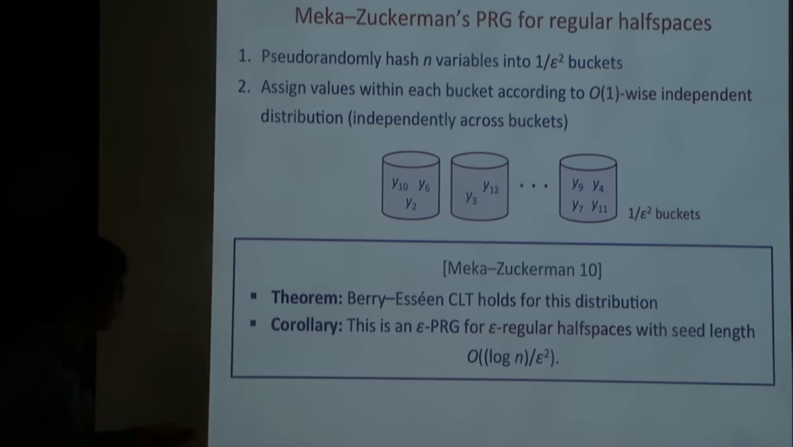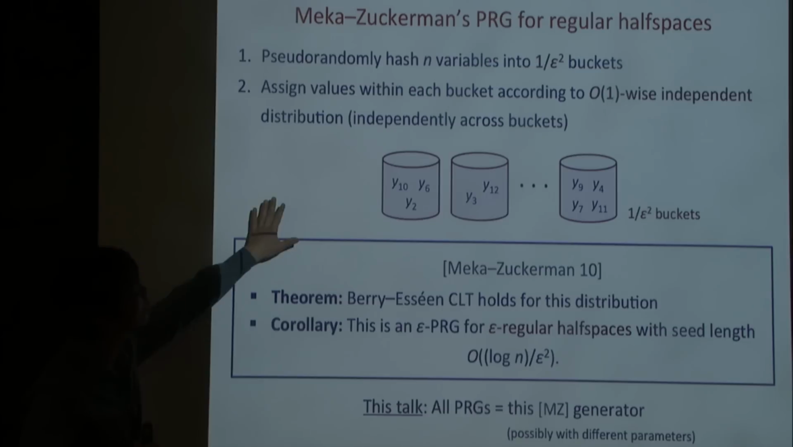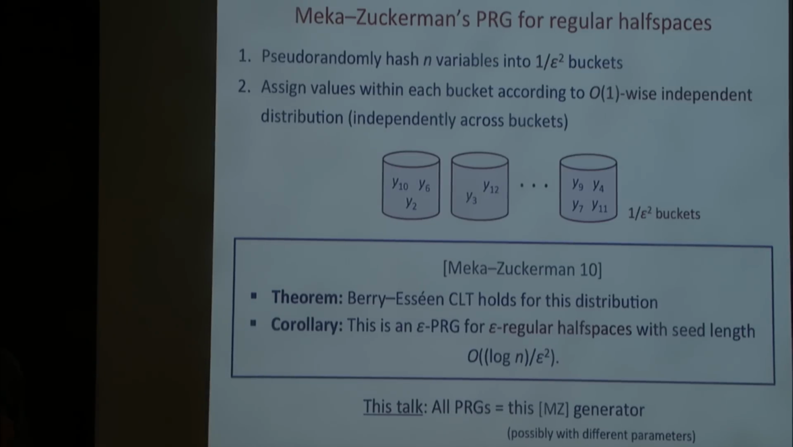Good. So great. And in this talk, think of all PRGs as simply this very nice simple generator. Hash into buckets. Every bucket constant-wise independent. Well, not constant-wise in our case. Our thing will be depending on M, but having this general structure, which is certainly explicit. And it's not just explicit, it's very simple.